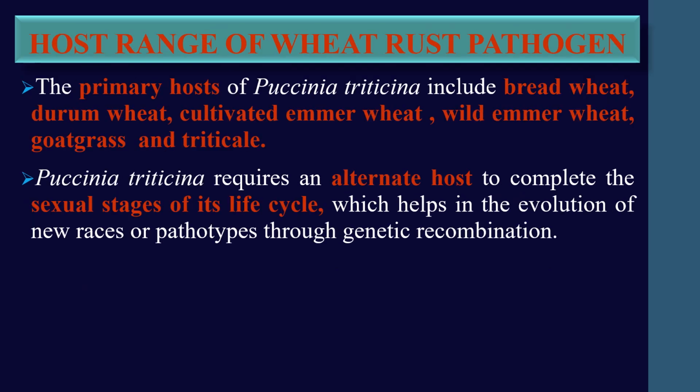Host range of wheat rust pathogen. The primary hosts of Puccinia triticina include bread wheat, durum wheat, cultivated emmer wheat, wild emmer wheat, goat grass, and triticale. Puccinia triticina requires an alternate host to complete the sexual stages of its life cycle, which helps in the evolution of new races or pathotypes through genetic recombination.